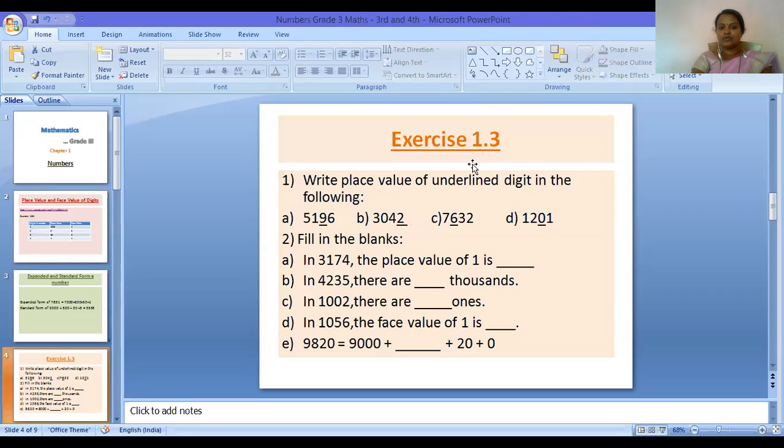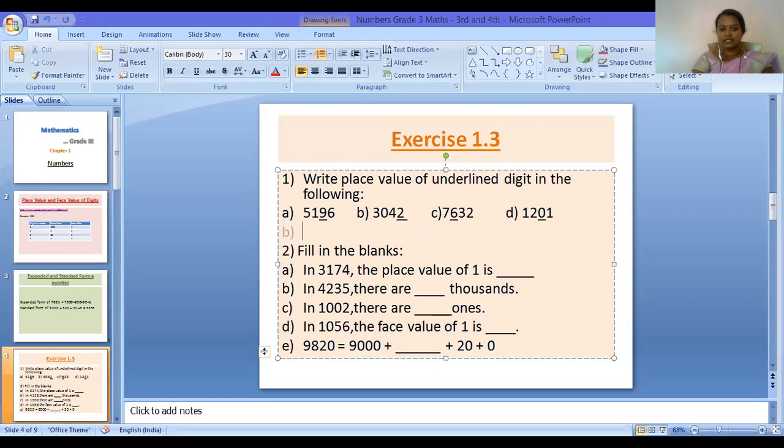Leading ahead, let's move on to exercise 1.3. Let us write the place value of the underlined digits. I am going to solve one of the examples for you. Say 5196. If you see the place value of 9 here, it is in the tens place, that is 90. Similarly, try questions B, C and D as a drill for yourself.